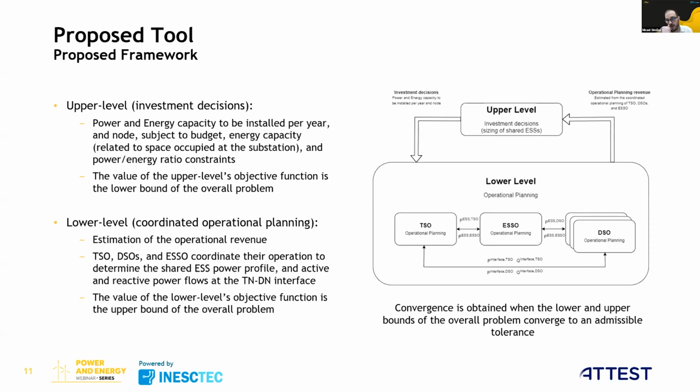So this is a diagram of the tool. As I explained earlier, at the upper level, we perform investment decisions. So power and energy capacity to be installed per year in the node, subject to budget, energy capacity, and power to energy ratio constraints. Energy capacity constraints are related to the space that is available at the substations between transmission and distribution to install energy storage systems.